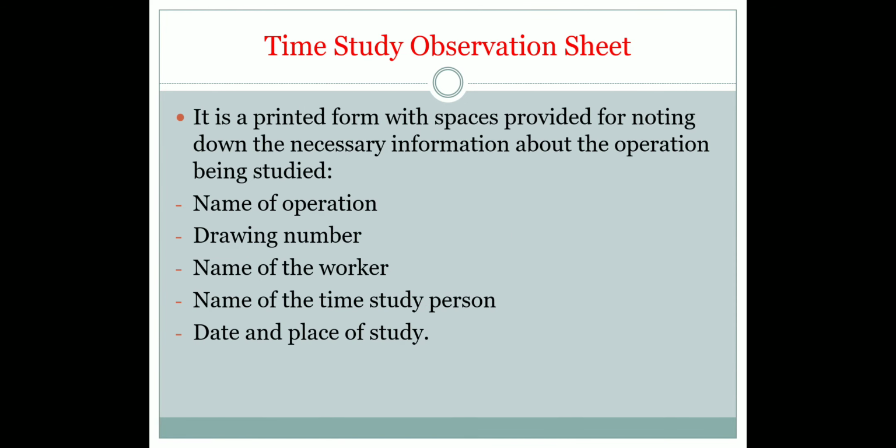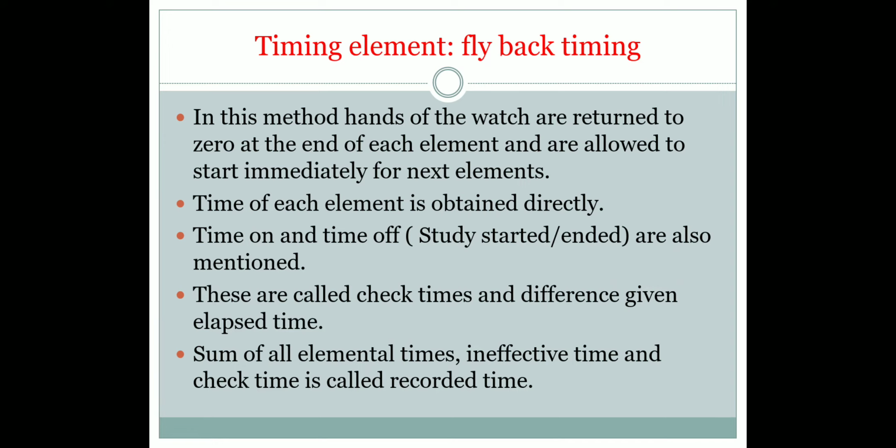Next timing element is flyback timing. What is meant by flyback timing? In this method, the hands of the watch are returned to zero at the end of each element and are allowed to start immediately for the next element. Time for each element is obtained directly. Time on and time off, when the study started and ended, are also mentioned. These are called check times, and the difference is given as elapsed time.